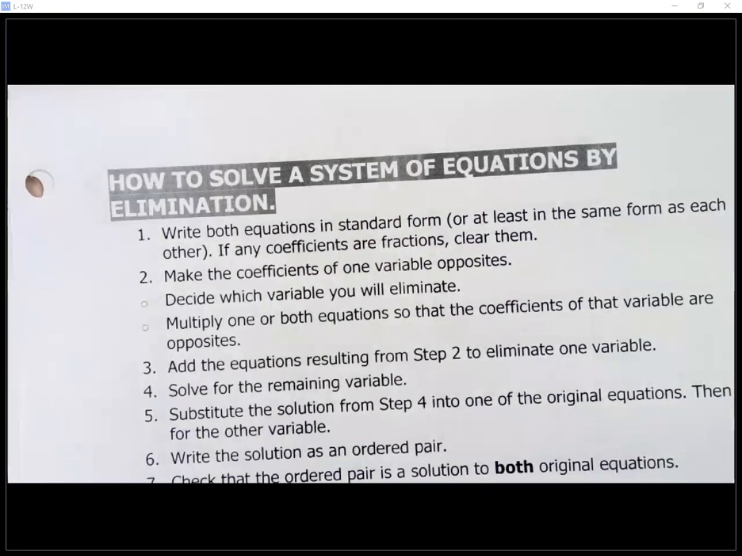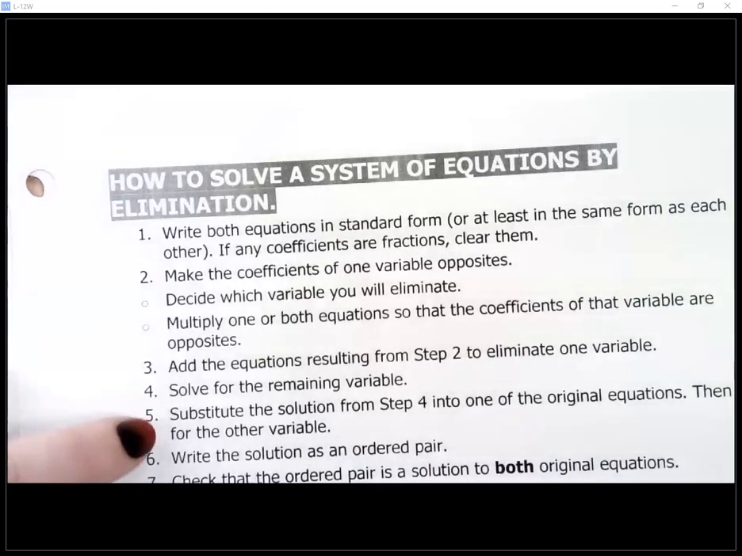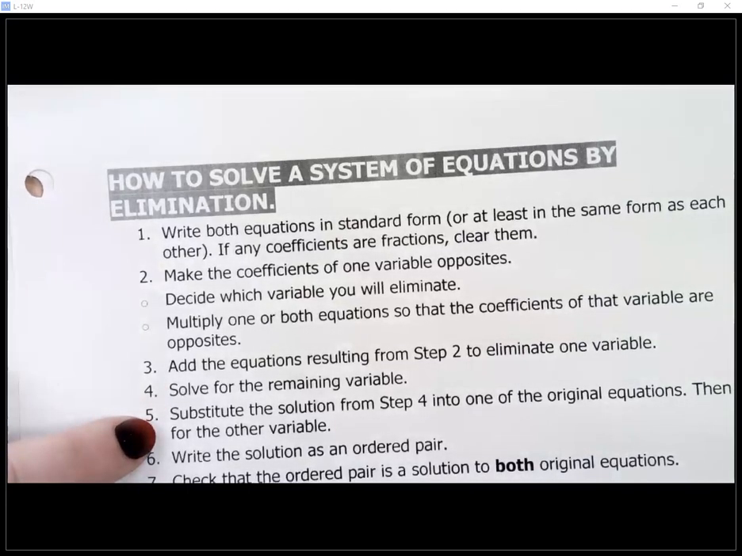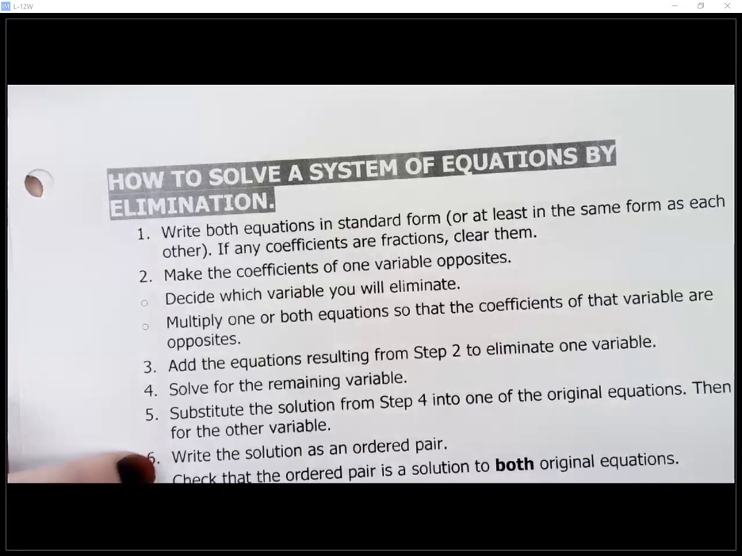So yes, once we have our two variables that are opposites of each other, we're literally just going to add the equations together, and that eliminates one of my variables. Hence why this method is called elimination, because we're going to eliminate one variable, and then I'll only have one variable left. I can solve for that one and then substitute back in to find the other one. Write the answer as an ordered pair. Check it if you want. Do you remember this? This is usually everybody's favorite.